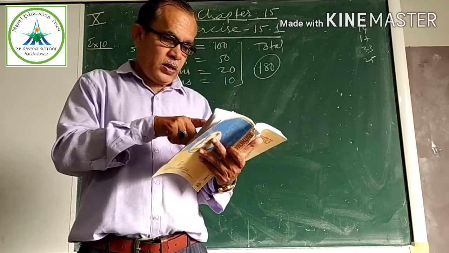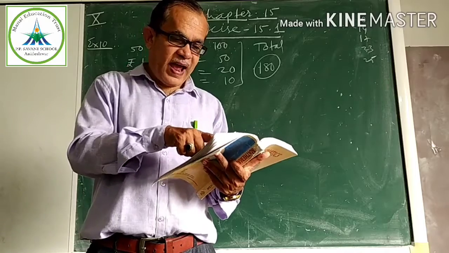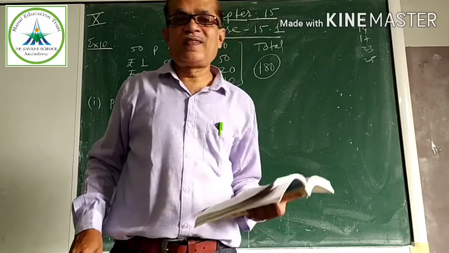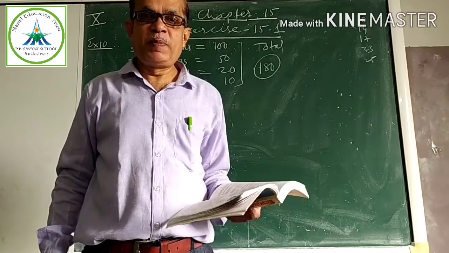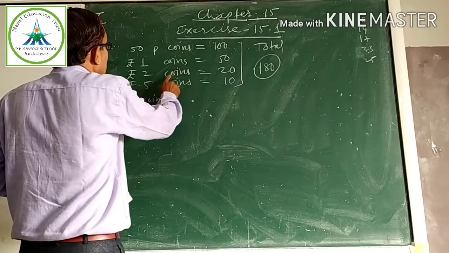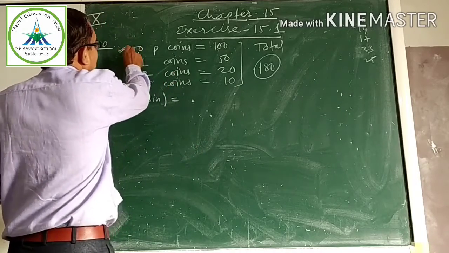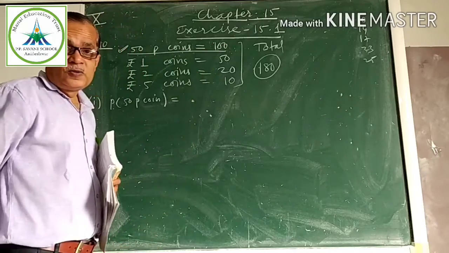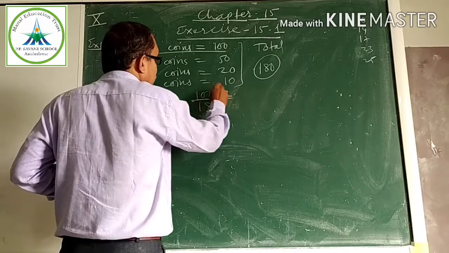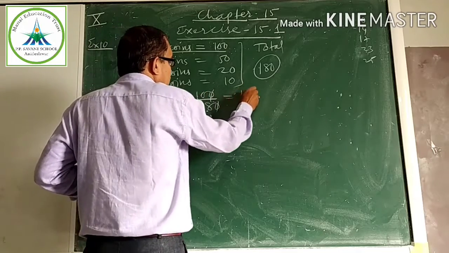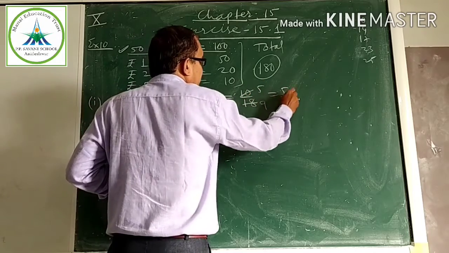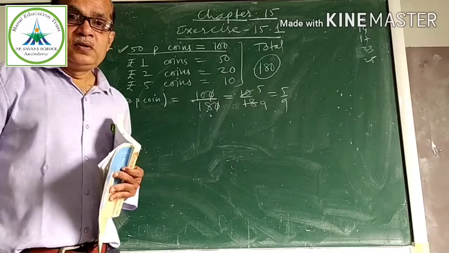Number one. What is the probability that the coin will be a 50 paisa coin? How many favorable coins are there which are 50 paisa? 100 are there. So 100 upon 180, that is equal to 10 upon 18. Did you understand? Remember it.